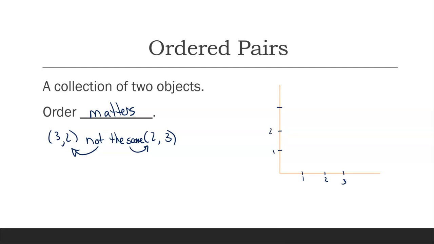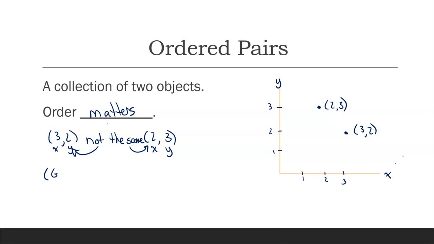The x-axis is the horizontal, and the y-axis is the vertical. I've labeled those with the x and y coordinates as shown. You can see that (3, 2) is the first point graphed there, and (2, 3) is the next point I've just graphed. Those are very different points. The order definitely matters.